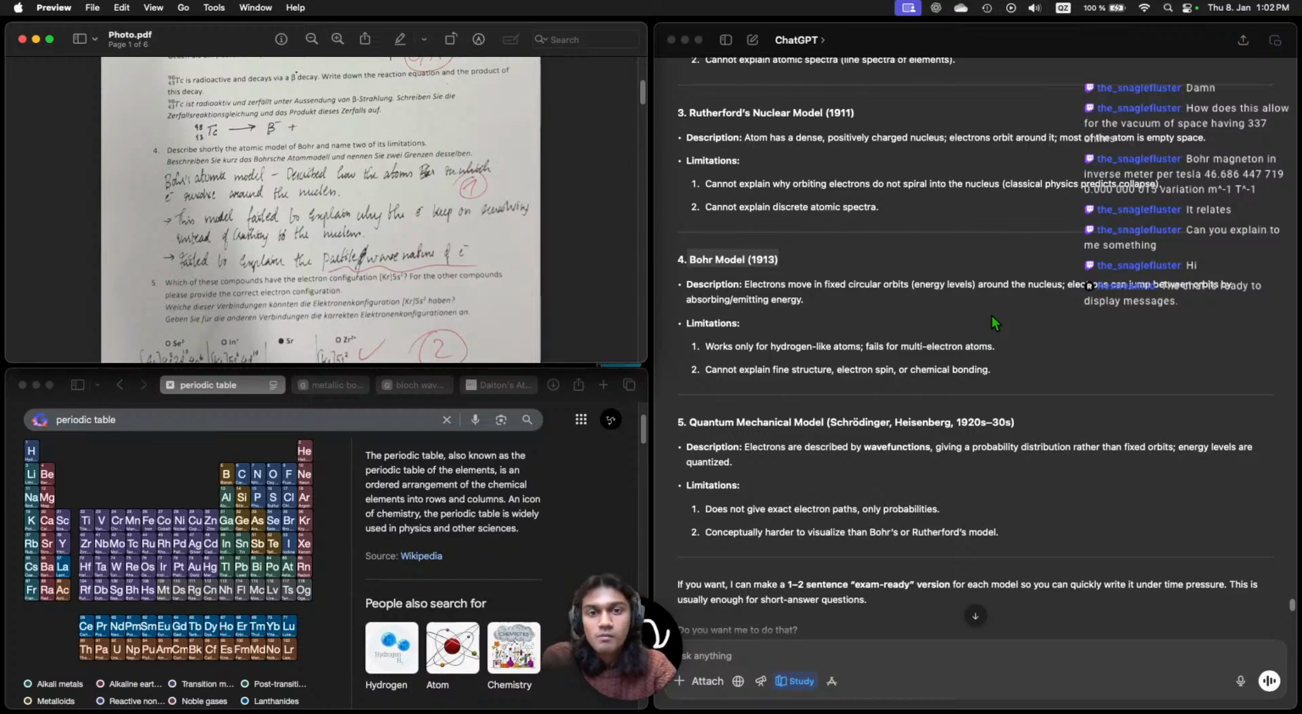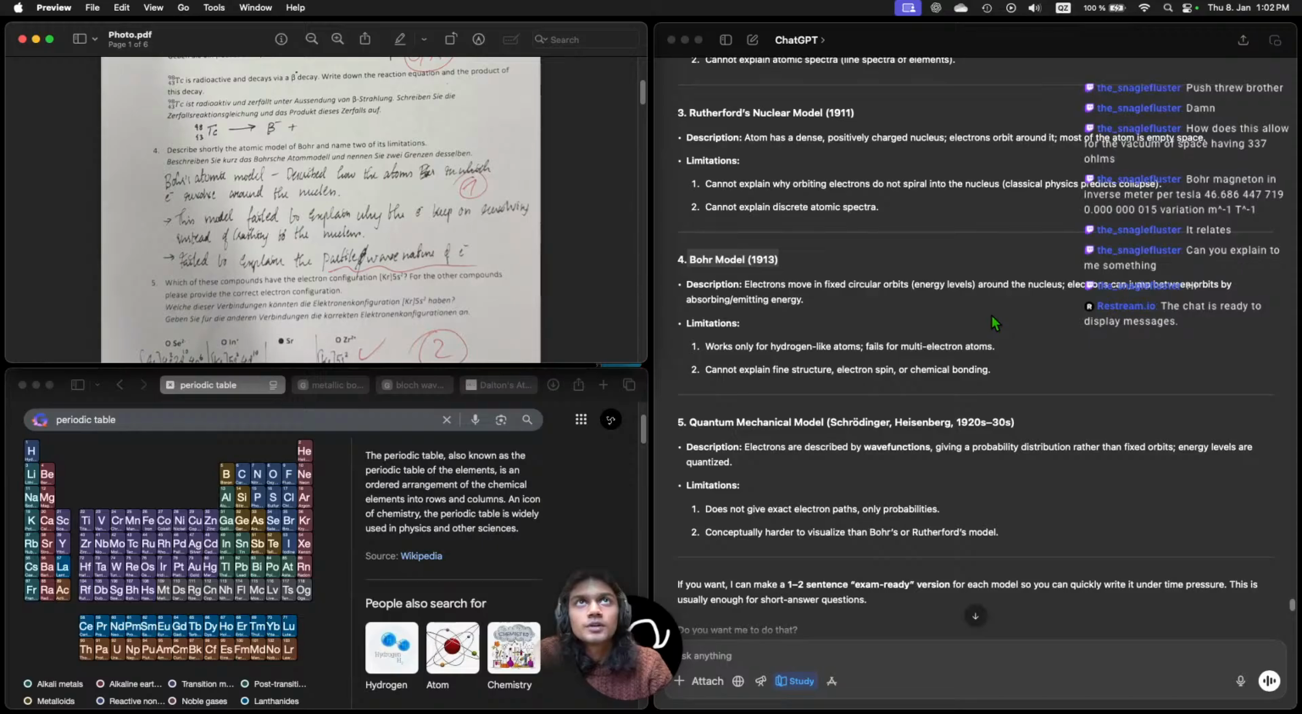Bohr model. So what are these two comments you just put? What is that related to? Bohr magneton. What is that? Electrons move in fixed circular orbitals.